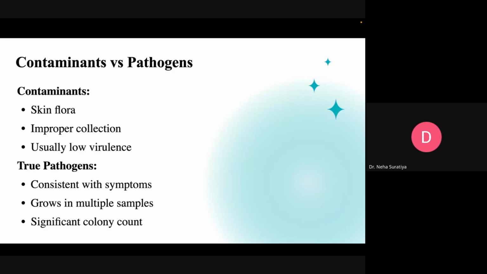If you have an idea about contaminants and true pathogens, you can prevent unnecessary use of antibiotics, because doctors and physicians don't have that much time. If they see a culture report and it is positive, they are not even considering the symptoms, and they are prescribing a large amount of antibiotics. Okay, and in fact, broad spectrum sometimes. So, of course, that is exactly where the clinical pharmacist can stand.